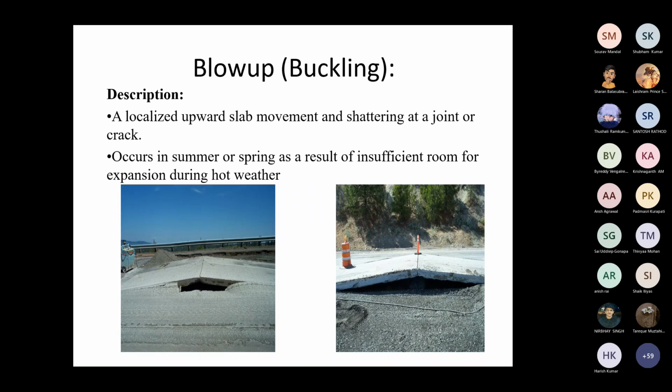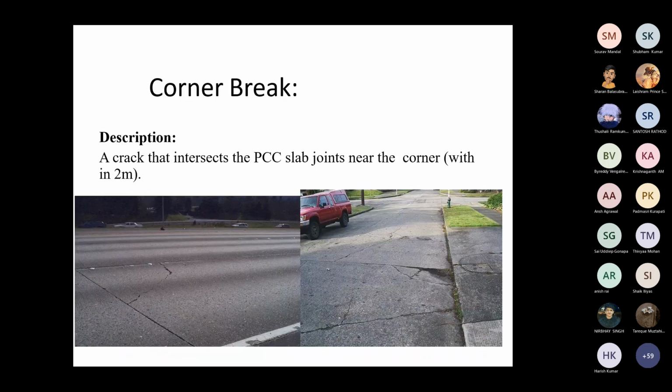See, if you're not providing sufficient gap in the joints, what will happen during the summer season? The slabs will expand. So if sufficient space is not there, the entire slab will move up. Okay, upheaval of these slabs. That's called blow up or buckling.